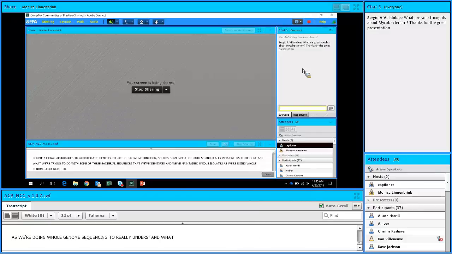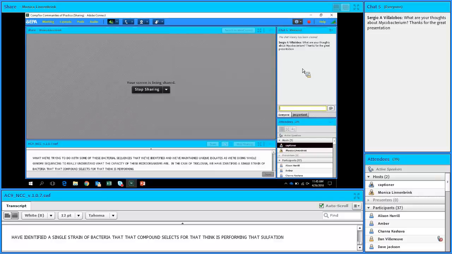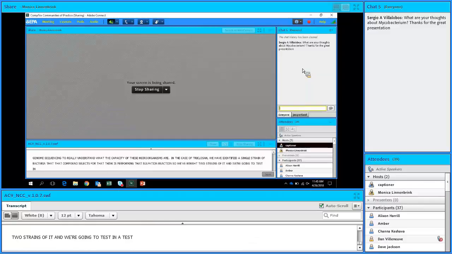And in the case I can share of triclosan, we have identified a single strain of bacteria that compound selects for that we think is performing that sulfation reaction. So we've bought 2 strains of it, and we're going to test in a test tube and also in a monoassociated fish if we can produce the sulfated form of triclosan just by using a single strain of bacteria.